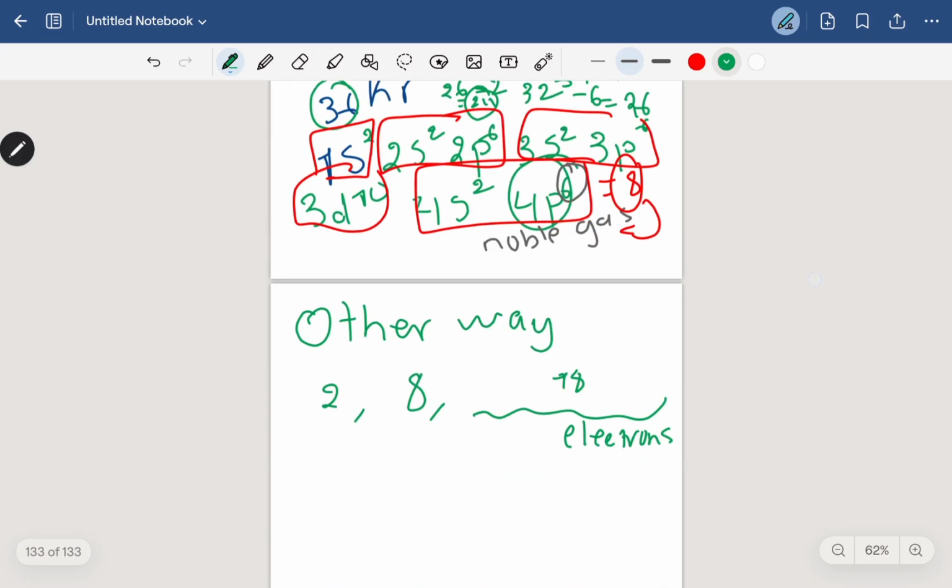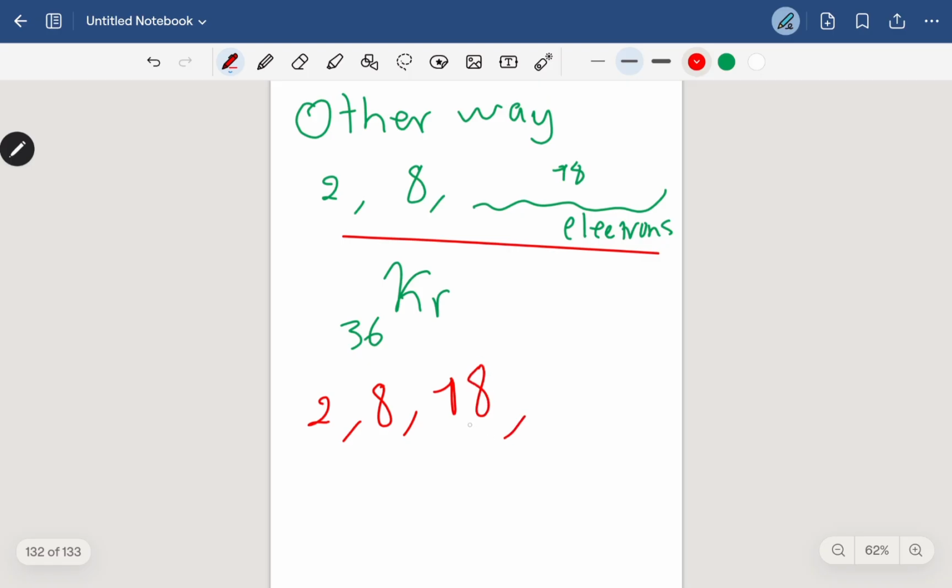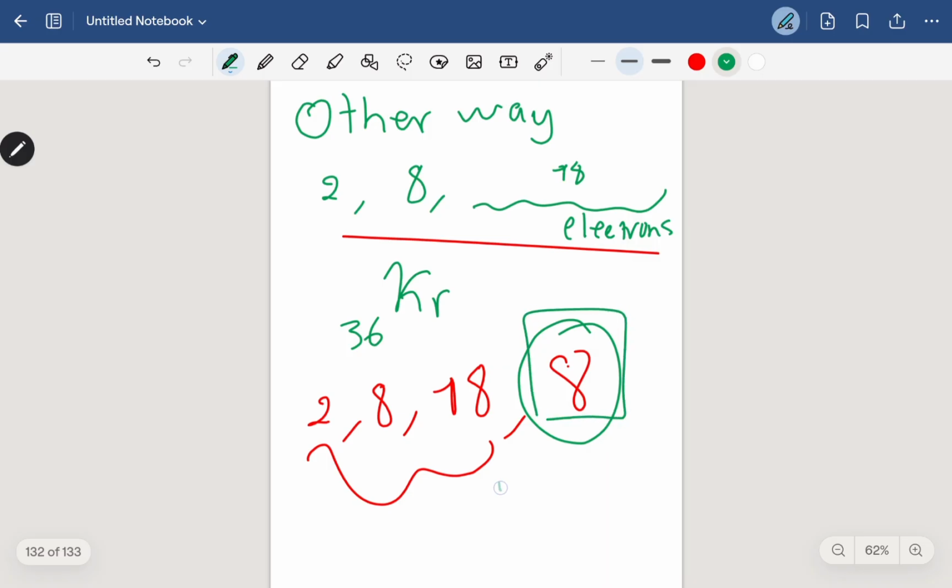So if we are going to do krypton, which is 36, and find its electronic configuration using this method, it's going to be 2, okay? Then after that 8, so we're already done with 10. Then after that we're going to put 18, so 2, 8, 18. So this is 28 right now, and then in the last shell it is 8. So as you can see, in the last shell it holds 8 valence electrons, so it is a noble gas.